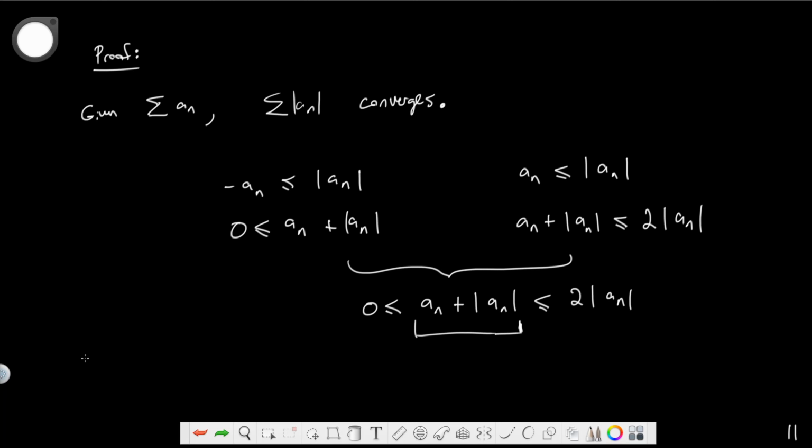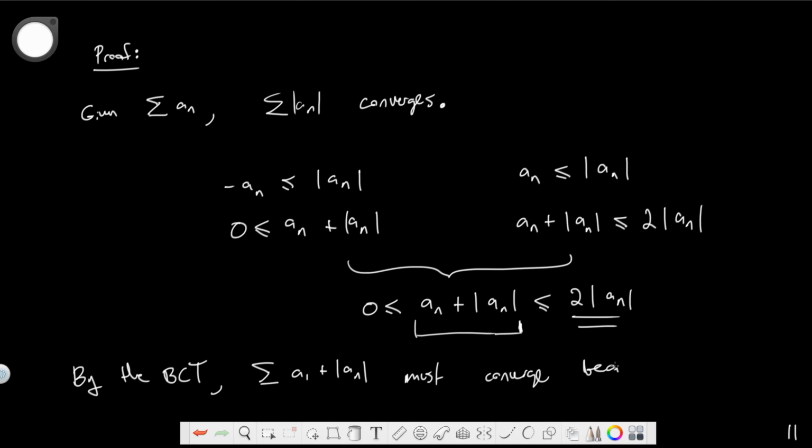And the answer is, yeah, by the BCT, this thing must converge, right? Because the larger series converges. And the sequence is both positive and less than this sequence. And this is the basic comparison test. It is less than and positive, and because the larger one converges, the smaller one must also converge.